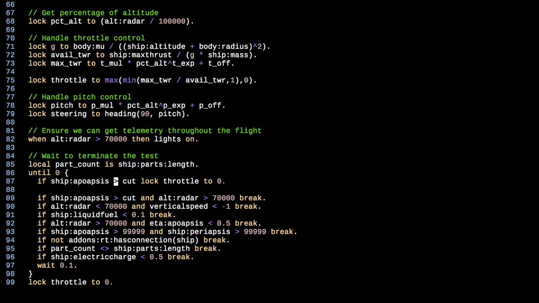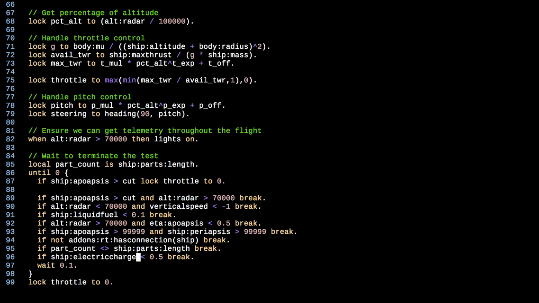First thing I'm going to do is I'm going to say if our apoapsis is above the cutoff point, then we'll throttle to 0. We'll say if we are above the cutoff point and out of the atmosphere, great, we're done with our test, nothing's going to change. If we say we're in the atmosphere and our vertical speed is dropping, you're done. We know what's going to happen there. If we're out of fuel, you're done. If we are above the atmosphere and close to our apoapsis, you're done. If the apoapsis and periapsis are both above 100 kilometers, you're done. If we don't have a connection, you're done. If we have lost a part, then you are certainly done. And if we are out of electric charge, you are done.